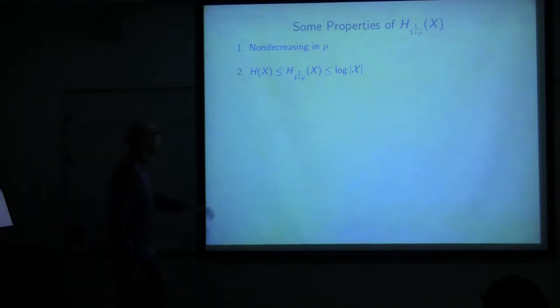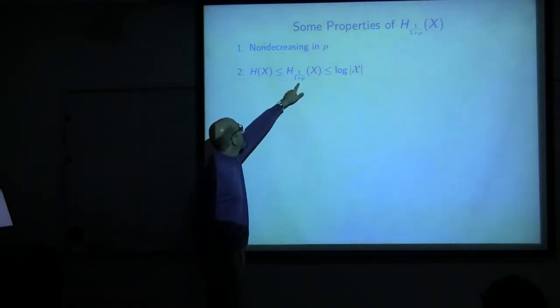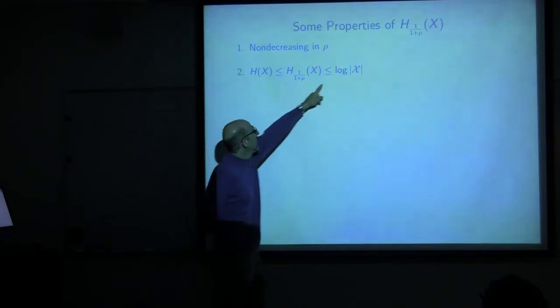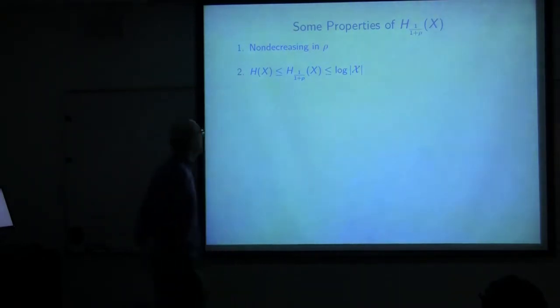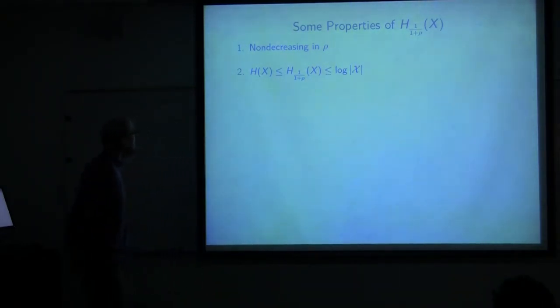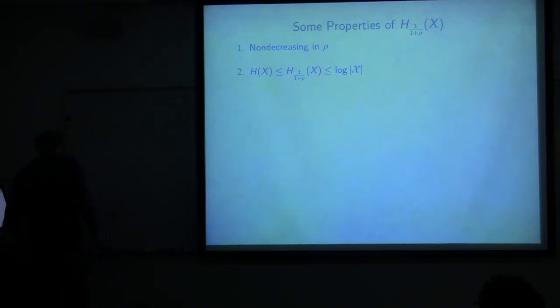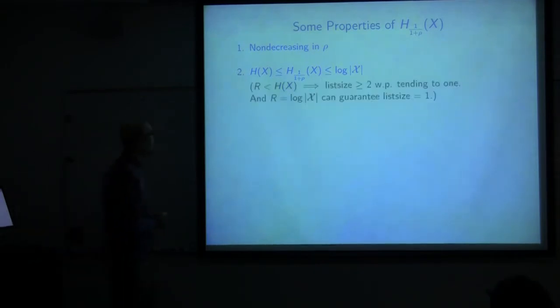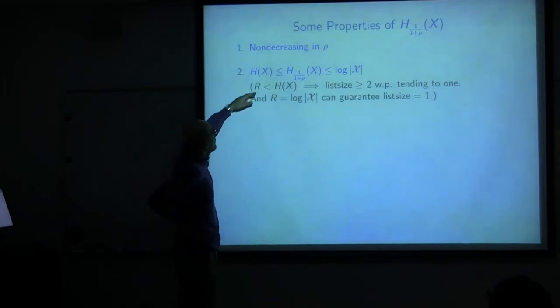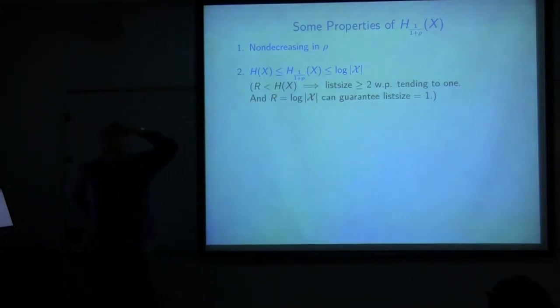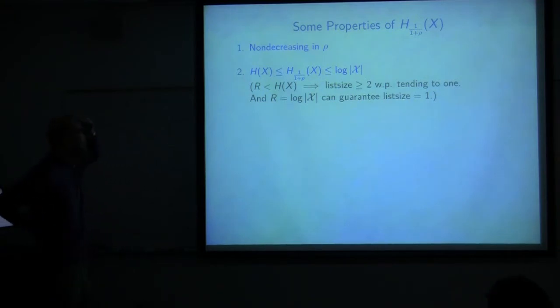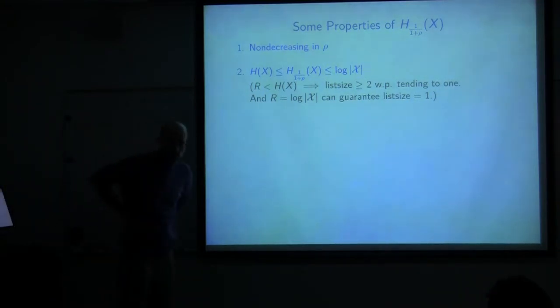Now I also promised you that the Renyi entropy is upper bounded by log of the cardinality of X and lower bounded by Shannon entropy. This is also fairly straightforward to see from this characterization for the following reason. If your rate is below Shannon's entropy, then I claim that with probability tending to 1, your list size is going to be at least 2. Let me argue this a little bit more slowly.